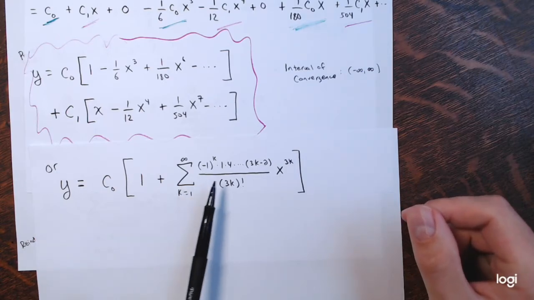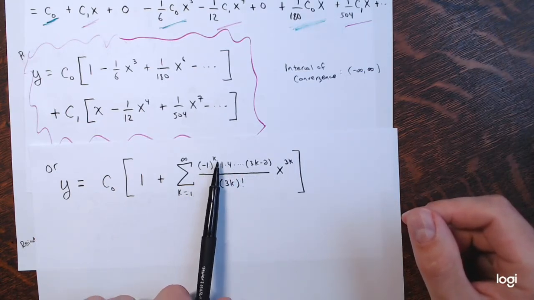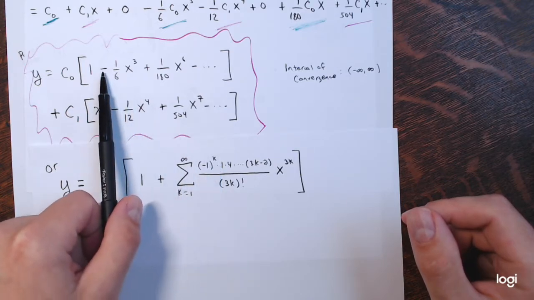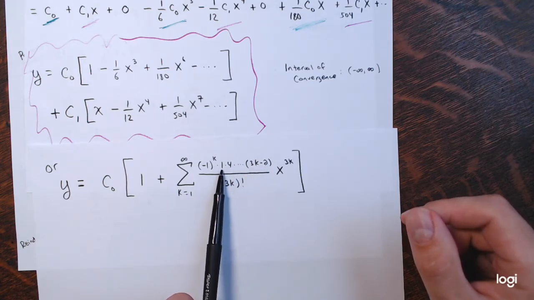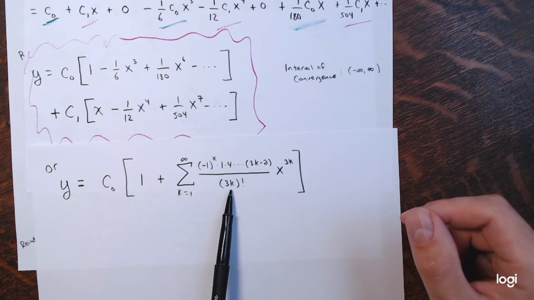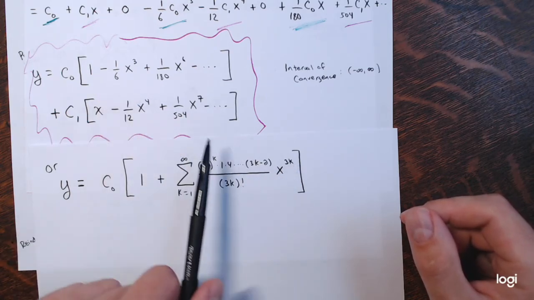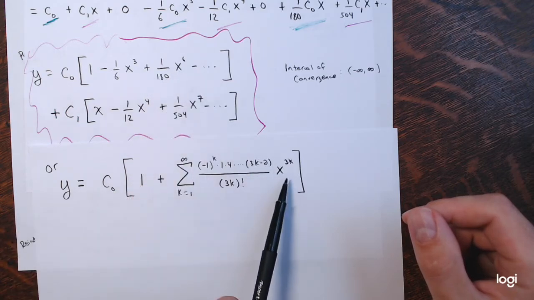And again, you can verify that when k equals 1, this is negative 1 to the first, so negative. And then this pattern up here would stop at 3 times 1 minus 2, so it would stop at 1, so times 1, divided by 3 factorial, which is 6, so you get negative 1/6 x to the third. And then when k equals 2, you get this positive 1 over 180 x to the 6th, and so on.